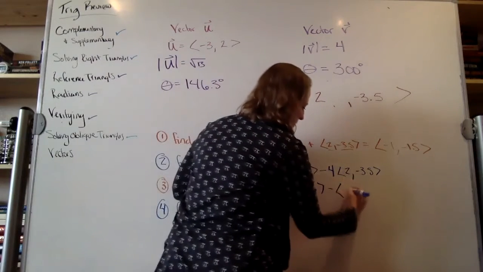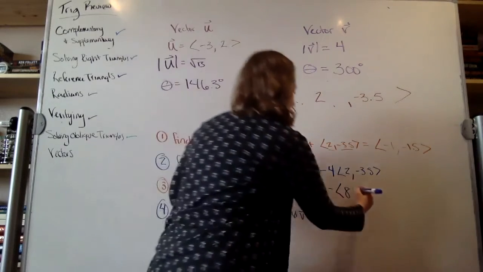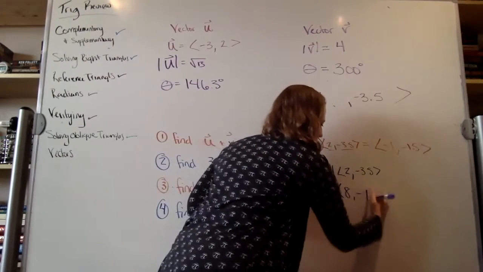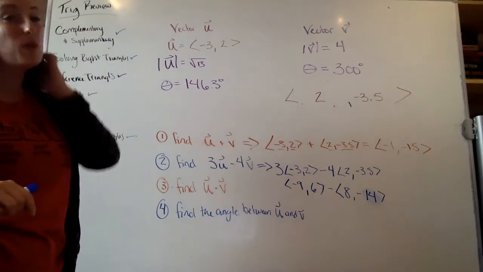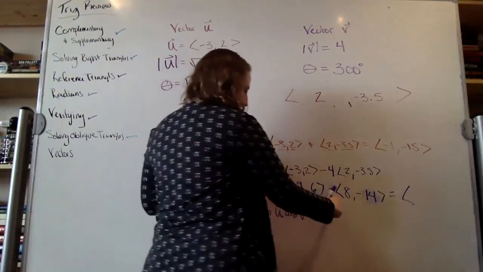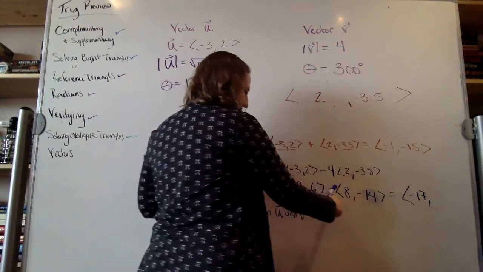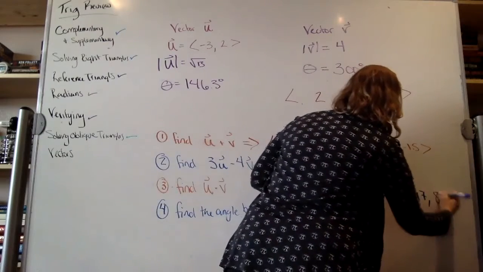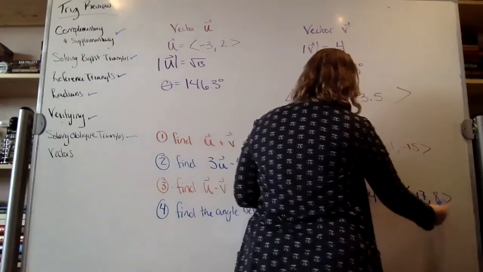Minus 4 times 2 is 8. 4 times negative 3.5 is negative 14. I'm pretty sure that's right. Now, when we subtract, we can think of adding a negative, or really we can just subtract component-wise. Okay, so what do I mean by that? Negative 9 minus 8 is negative 17. 6 minus negative 14 is 6 plus 14, which is 20, I think. Okay. So 3u minus 4v is negative 17, 20.